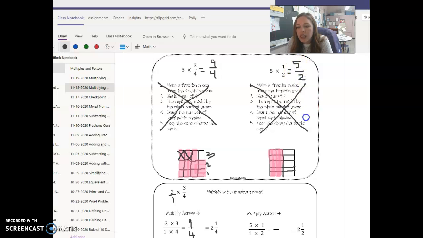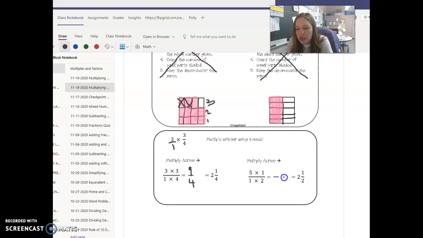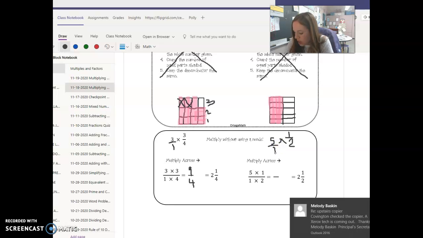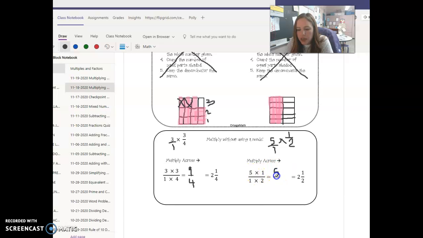Well, and once again, we need to turn that into a mixed number. Well, let's see how we do it mathematically first. I'm getting ahead of myself. So once again, here's our original problem, 5 times 1/2. And we need to turn that 5 into a fraction. So we put our fraction line and put a 1 underneath. 5 times 1 is 5, and we multiply across. 1 times 2 is 2.